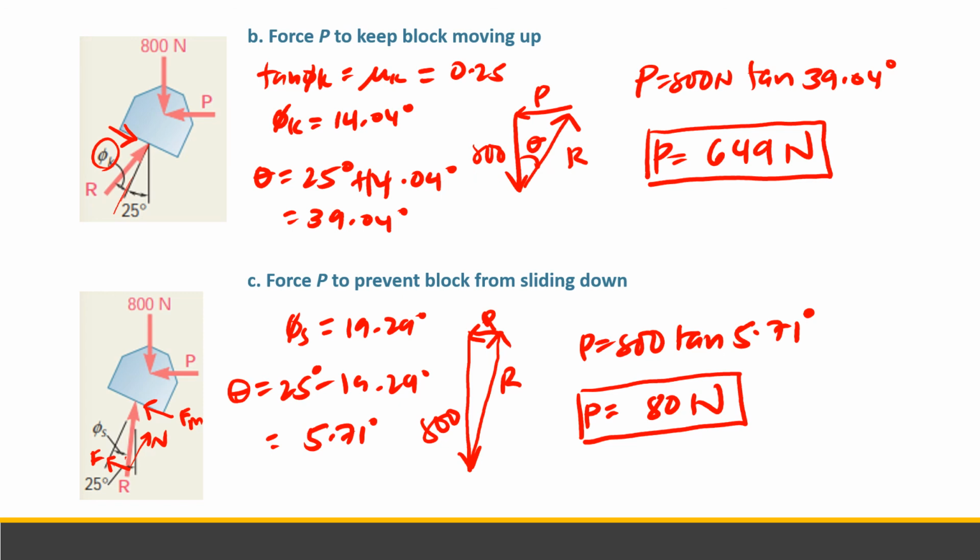Okay. This type of problem, I think, belongs to group 3 problems: given the coefficient of friction and the applied forces or the weight, you only need to find the required force P.